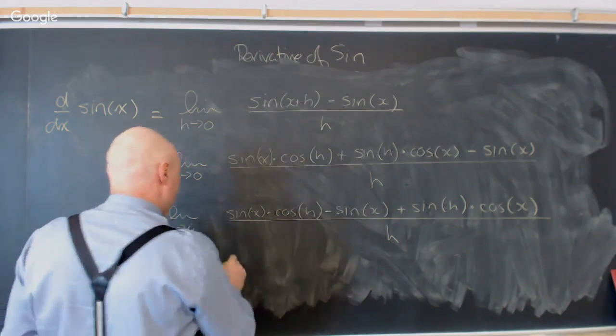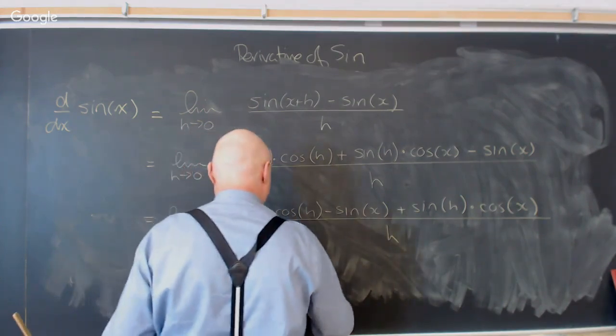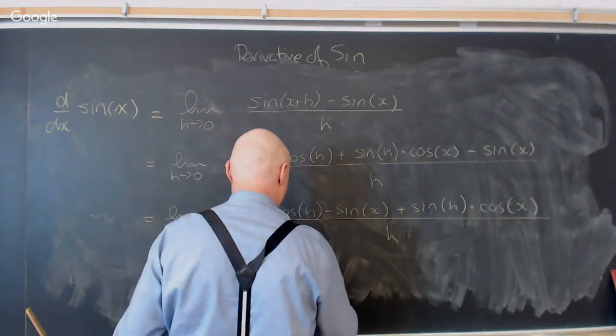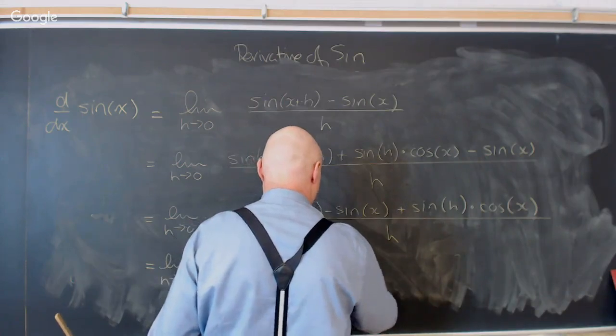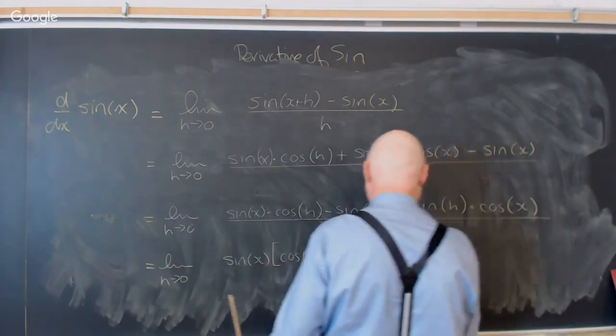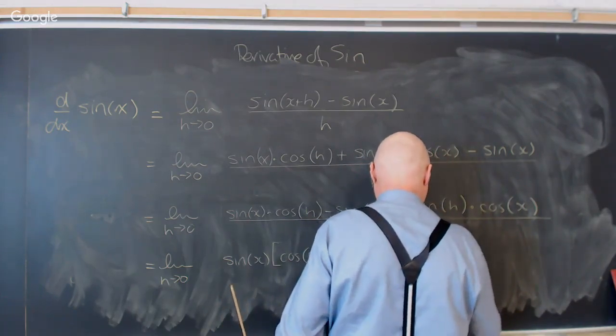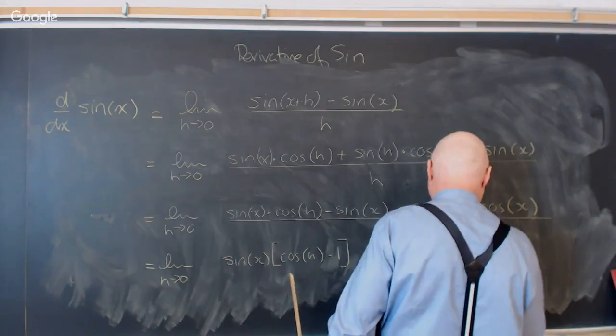Okay, sine x, I'm going to factor out of this, which is going to leave cos of h minus 1. That looks like an identity that I know. Plus sine h, sine of h times cosine of x.